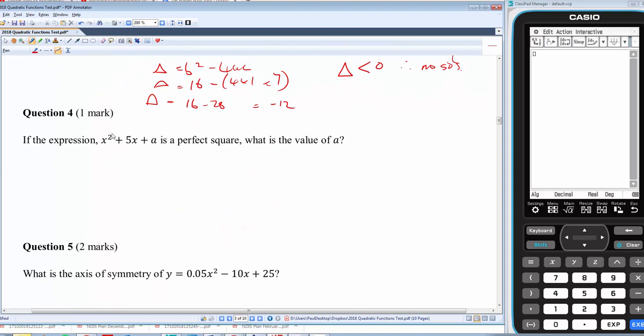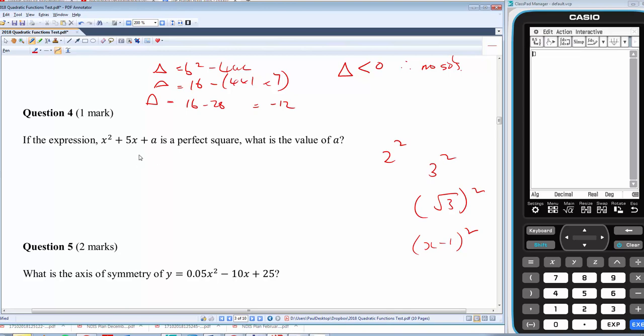Alright, so what we want to do is make this a perfect square. So just remember what a perfect square is. That's a perfect square. That's a perfect square. That's a perfect square. That's a perfect square. All of those are examples of perfect squares. And so essentially you need to have a rudimentary understanding of completing the square and the purpose of it.